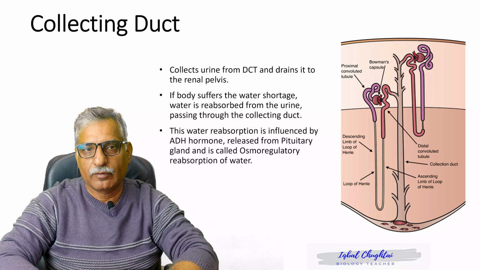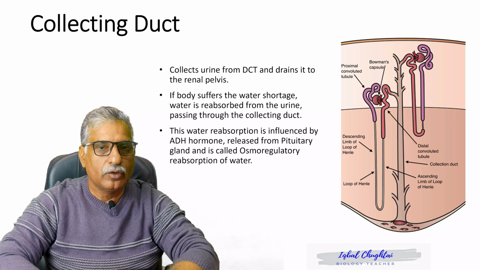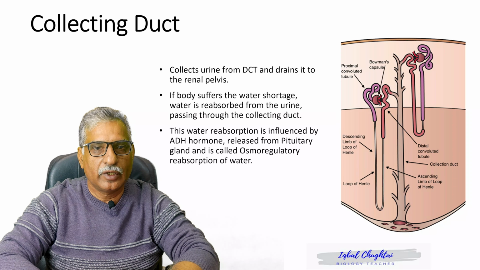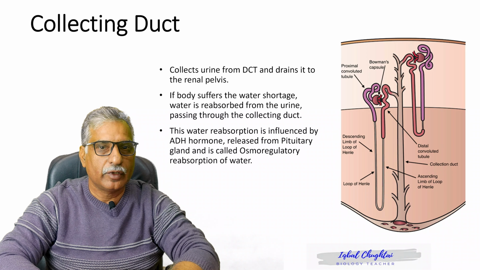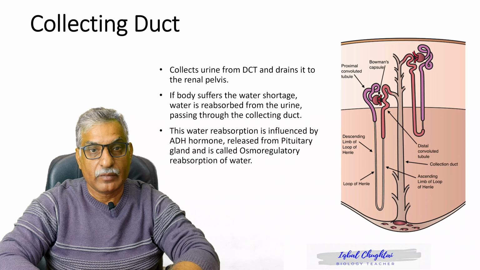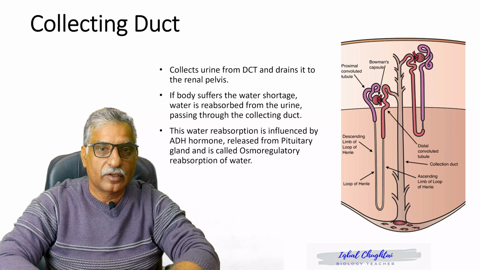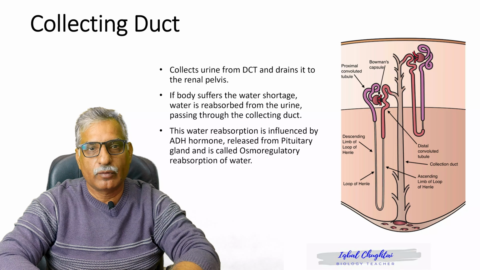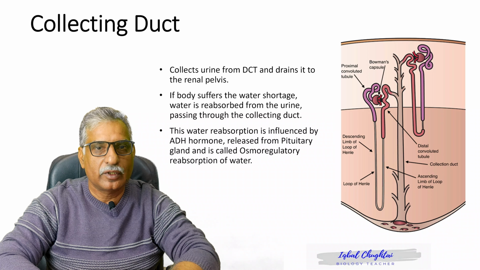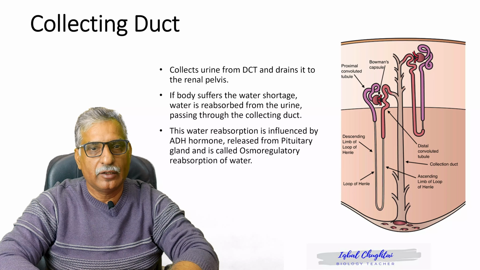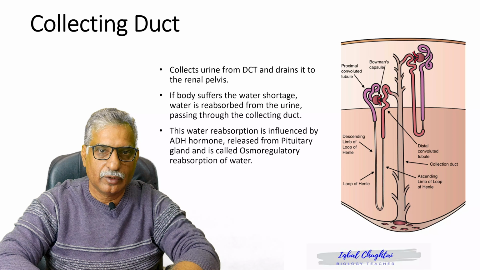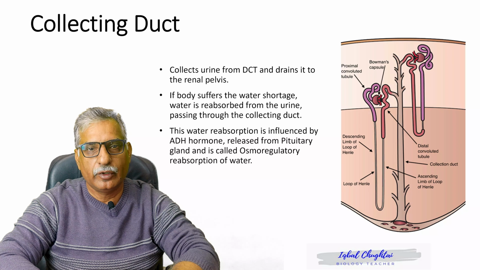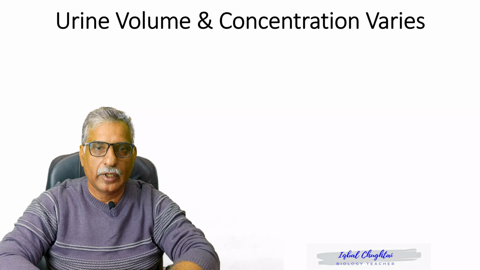So in that case, if there is a severe shortage of water in the body, more water from the urine is reabsorbed under the influence of ADH hormone, and it will result in urine volume being reduced and urine being concentrated. But if body fluids have sufficient water and there is less requirement for water reabsorption, in that case less ADH is released and less water is reabsorbed and more is retained in the urine that is passing through the collecting duct. So in that case, the volume of urine produced would be high and it would be dilute.